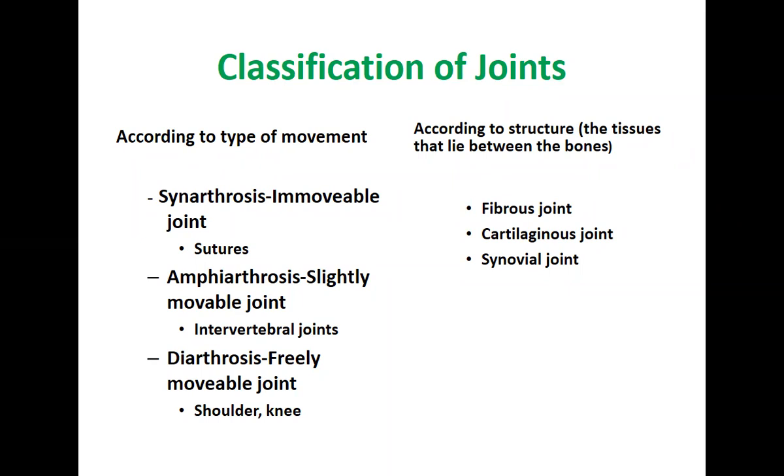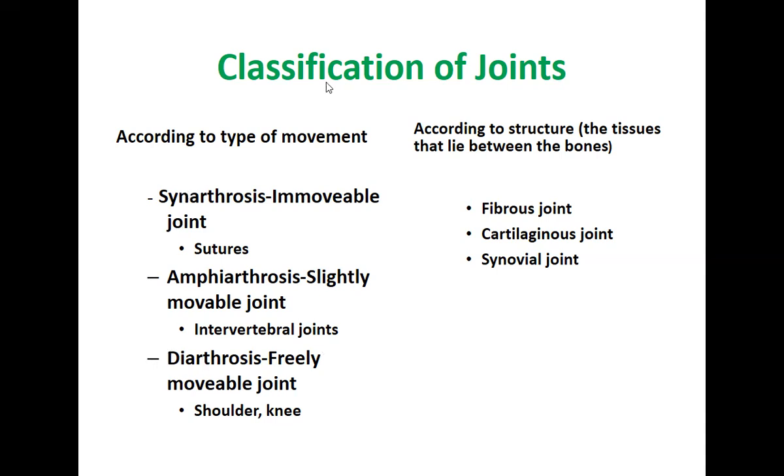Then coming to the third type, that is the diarthrosis. Diarthrosis is called a freely mobile joint, where there is clear movement, like all the joints which we know, like the shoulder joint, the knee joint, the ankle joint. All the joints where there is free movement are called diarthrosis.